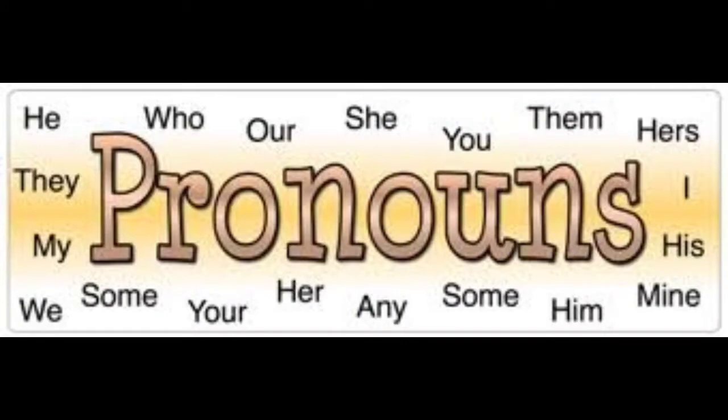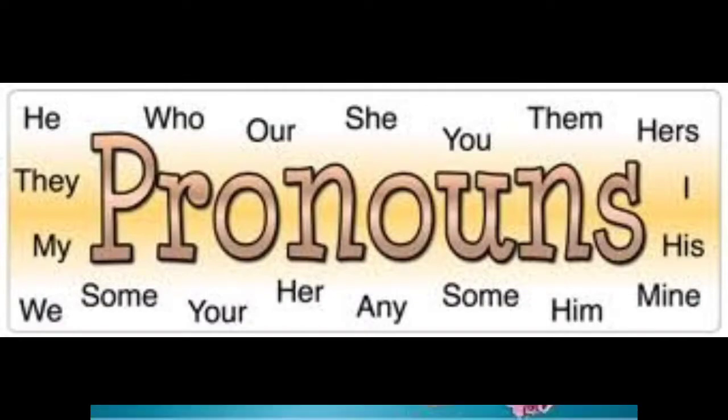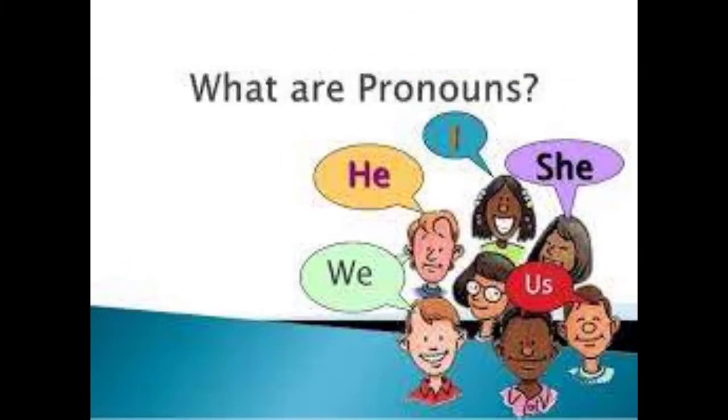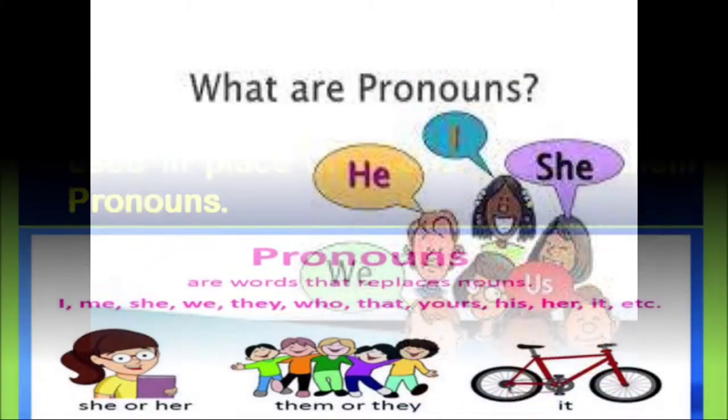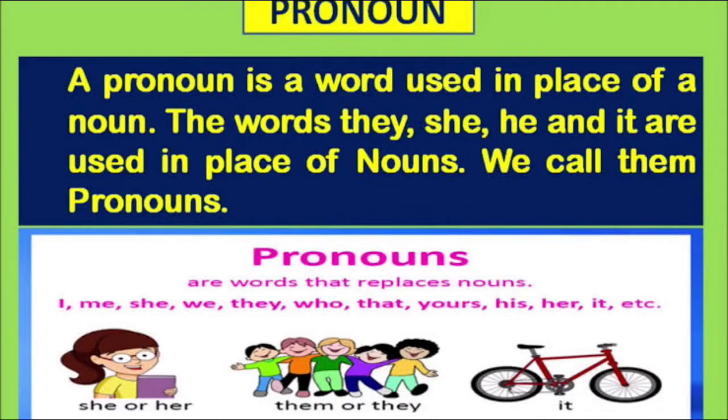Children, are you clear about pronouns now? And the first type of pronoun, that is relative pronoun, from this video? Yes. Now let's see briefly one by one. Children, do you know what is meant by pronouns? A pronoun is a word that is used in place of a noun. And words like they, she, he, and it are used in place of nouns. We call them pronouns.